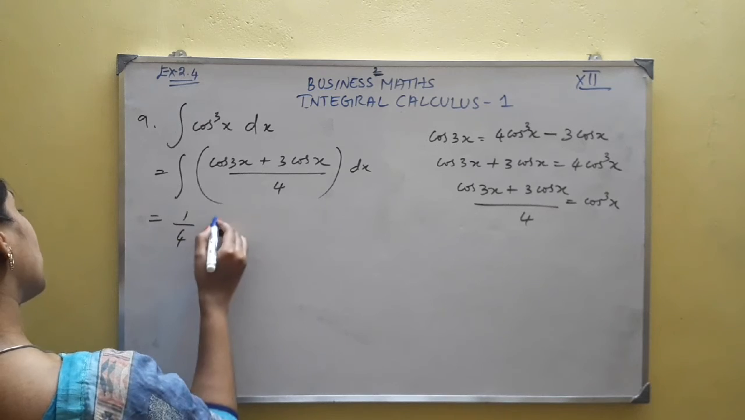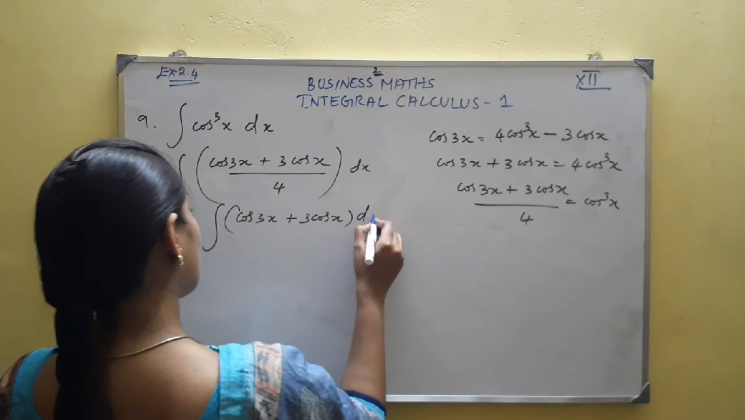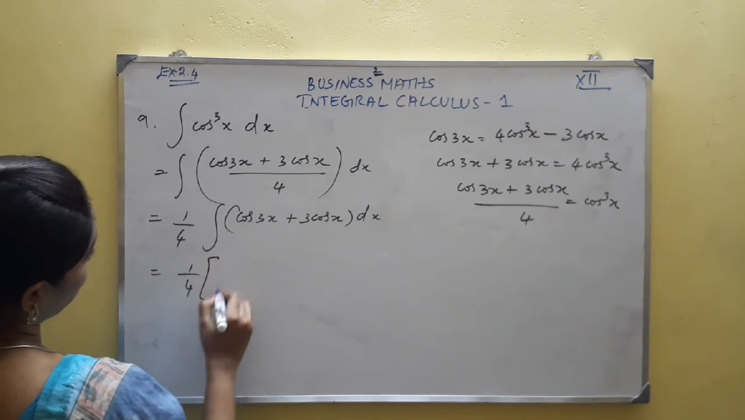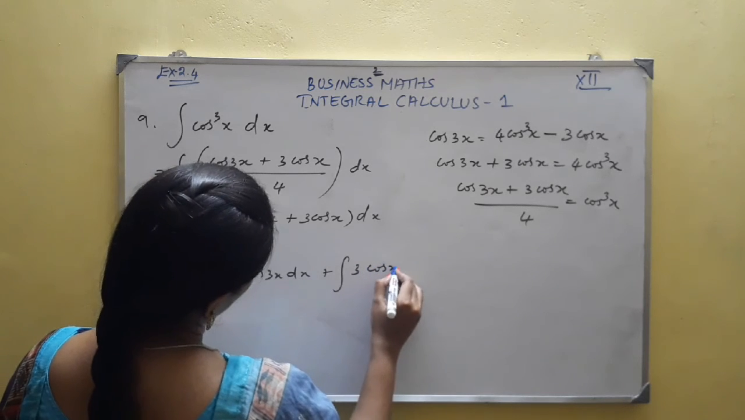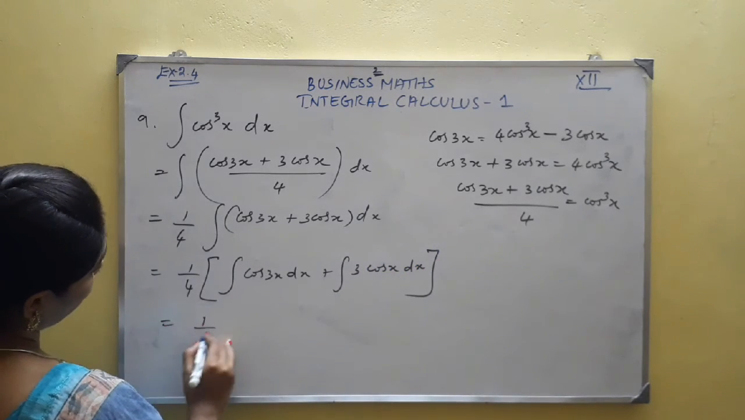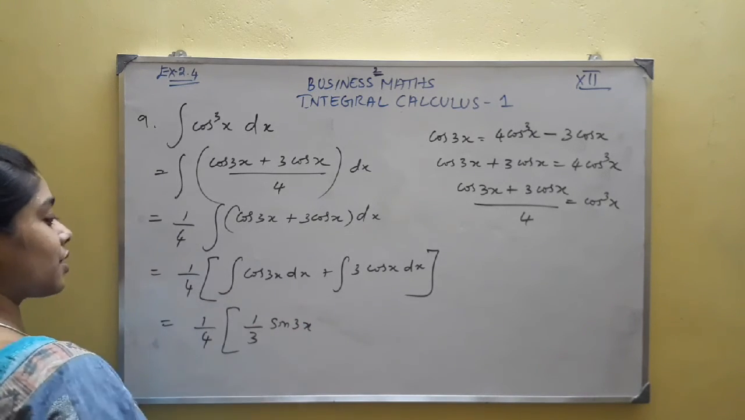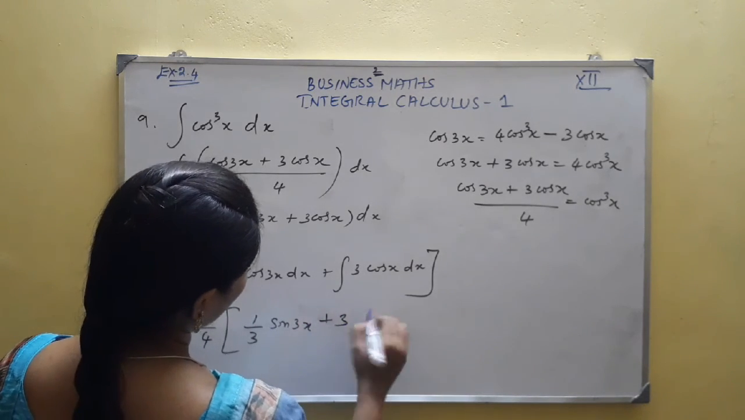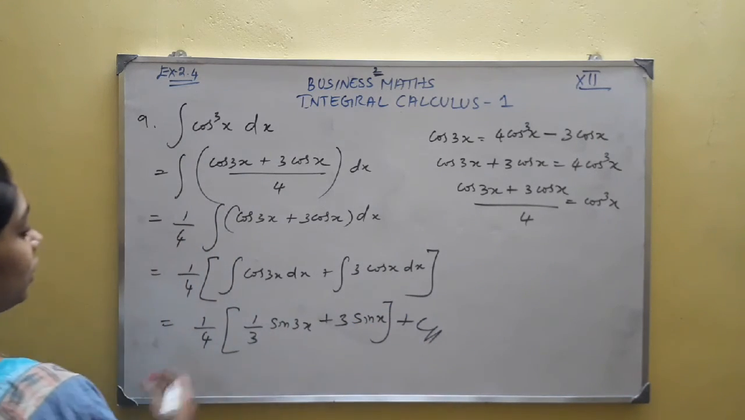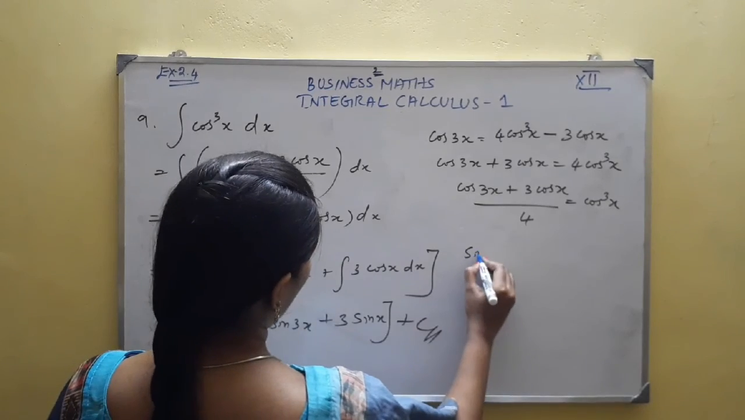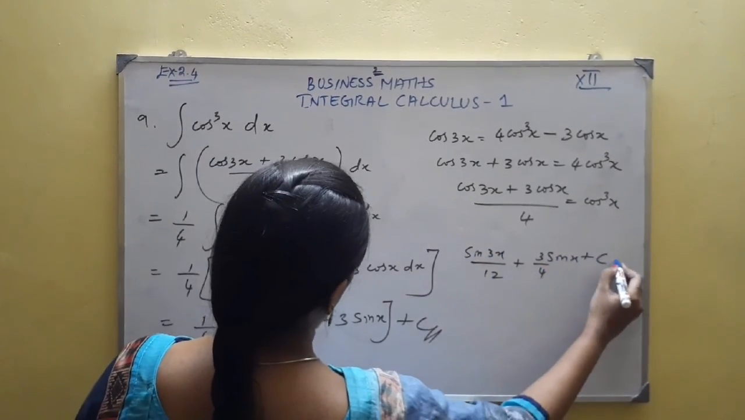Now take this 1 by 4 outside, you will get integral of cos 3x plus 3 cos x into dx. Now partially take the integration for each term. Now this is actually 1 by 3 sin 3x, because the coefficient of x is 3, plus 3 integral cos x gives me sin x. That's all. At the last we can write plus c. If you multiply this and write, you will get sin 3x by 12 plus 3 sin x by 4 plus c.